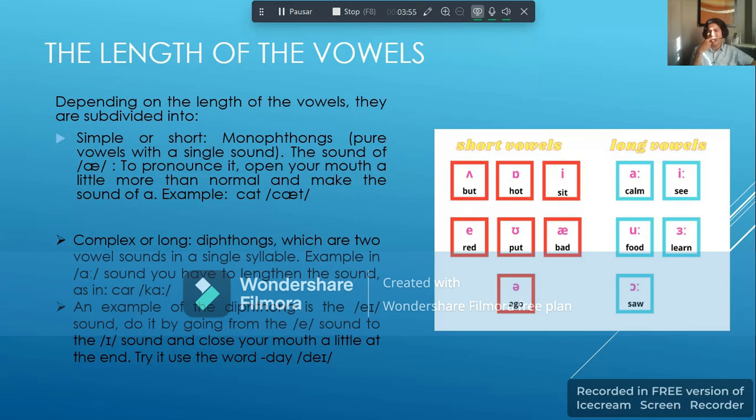In the long vowels, like the name says, they need to be long. You say calm, see, food, learn, saw. You don't need to say them so quickly because it's not good. You say calm, see, food, learn, saw. If you hear me when I try to say learn fast, it's not good to see. I need to be slower. Learn.